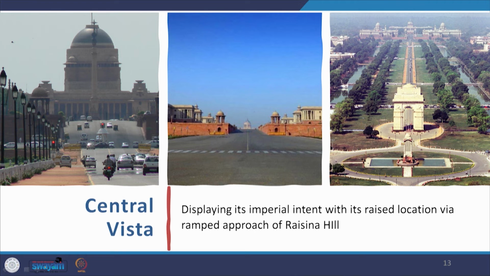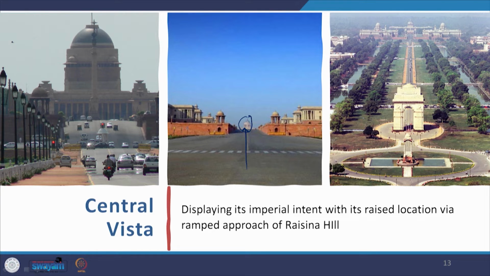The central vista displays the imperial intent because it is on a raised location via this ramped approach, and amazingly, as you climb on this ramp towards the Raisina Hill where the Rashtrapati Bhavan is located, you do not see the Rashtrapati Bhavan from Rajpath in totality. As you climb the Raisina Hill, it starts revealing itself. So you first see the dome, and then as you climb higher and higher, the whole Rashtrapati Bhavan is revealed to you, depending on from where the shot is being taken.